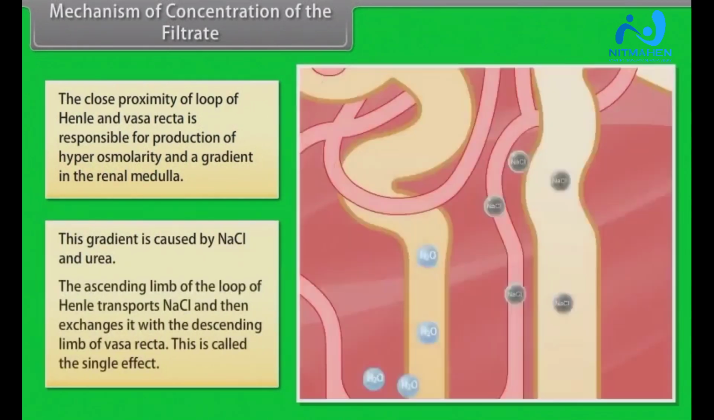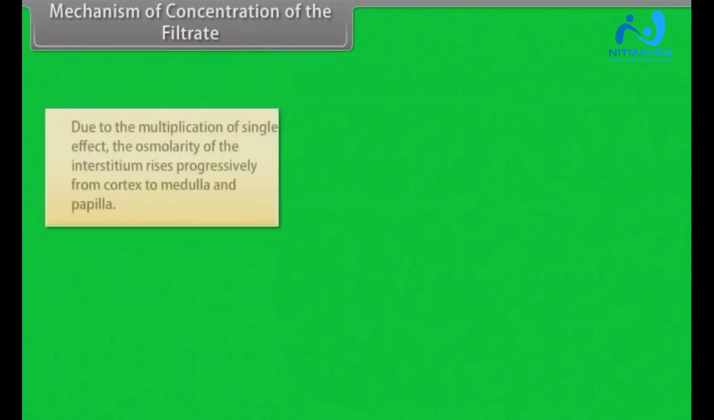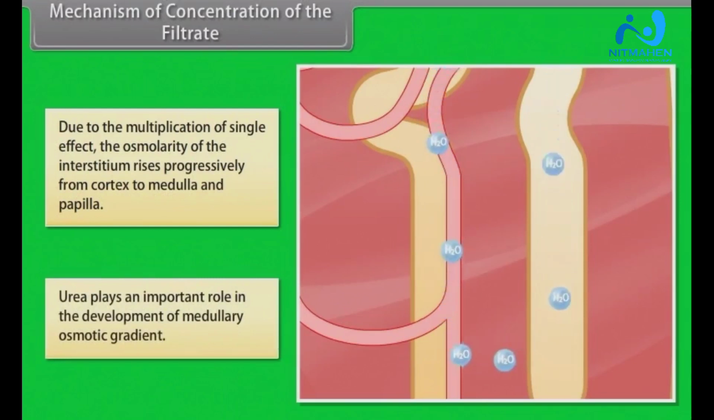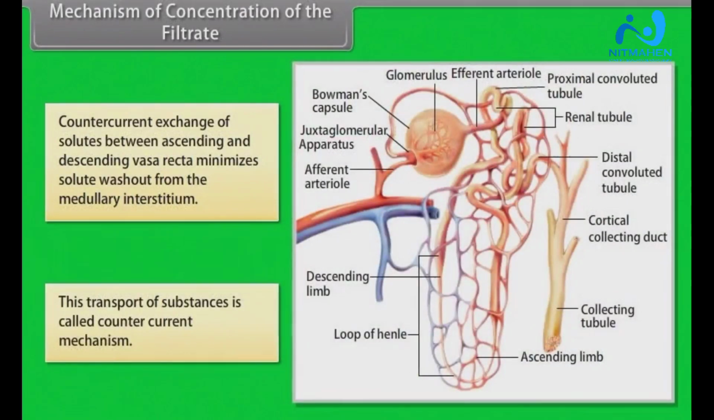The ascending limb of the loop of Henle transports NaCl and then exchanges it with the descending limb of the vasa recta. This is called the single effect. Due to multiplication of the single effect, the osmolarity of the interstitium rises progressively from cortex to medulla and papilla. Urea plays an important role in the development of the medullary osmotic gradient. Countercurrent exchange of solutes between ascending and descending vasa recta minimizes solute washout from the medullary interstitium. This transport of substances is called the countercurrent mechanism.